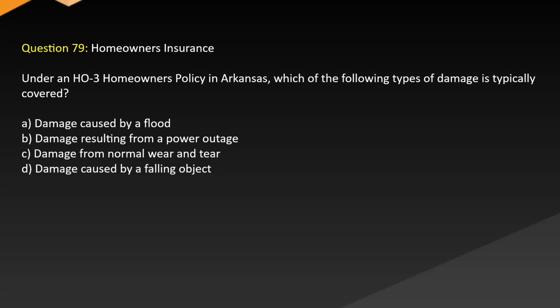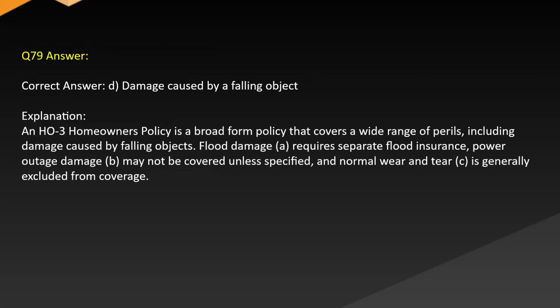Question 79. Homeowners insurance. Under the HO3 homeowners policy in Arkansas, which of the following types of damage is typically covered? A. Damage caused by a flood. B. Damage resulting from a power outage. C. Damage from normal wear and tear. D. Damage caused by a falling object. Correct answer: D. Damage caused by a falling object.